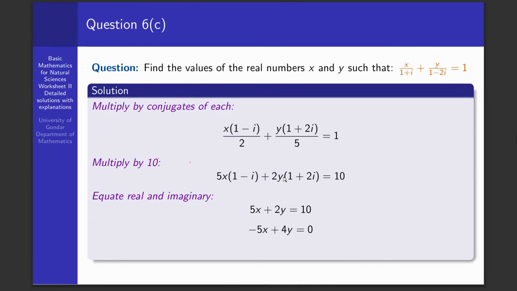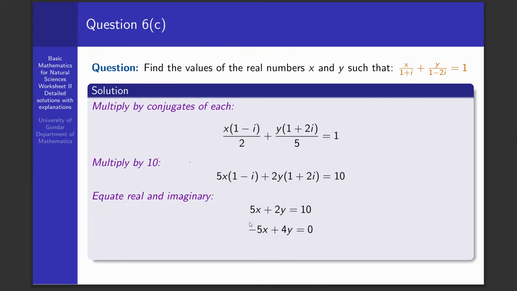So we have this equation: 5x plus 2y, that is the real part. The real part from the first one is 5x times 1, that's simply 5x, plus 2y times 1 is equal to the real part on the right, that's simply 10. And the next one, the imaginary part, will be minus 5x plus 2y times 2, that's simply 4y. But the imaginary part to the right of the equality sign is 0, therefore it is 0.